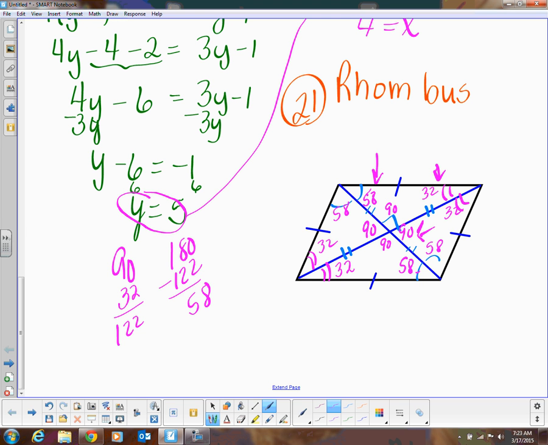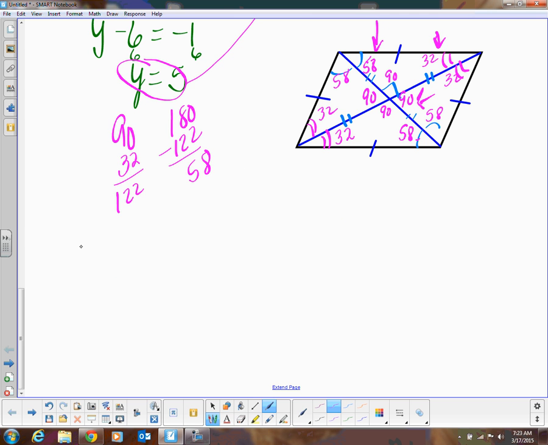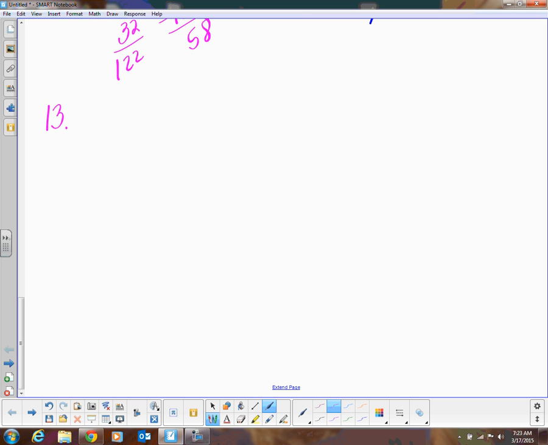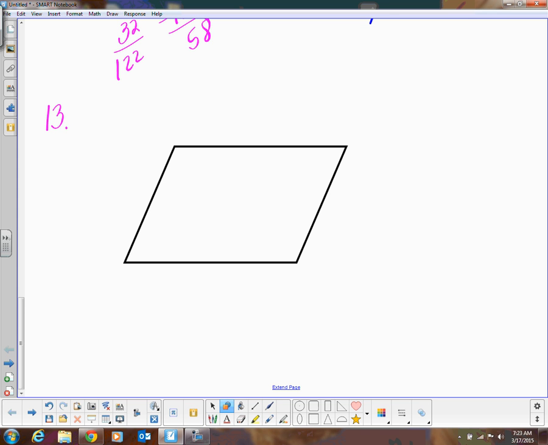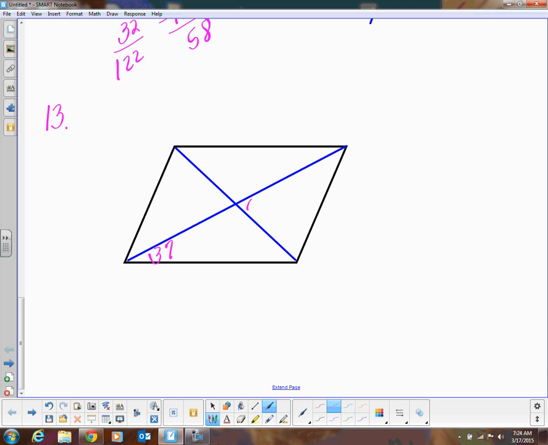Find the measures of the numbered angles. All right, so on 13, they have told us that it's a parallelogram. Can I assume that diagonals are perpendicular if it's a parallelogram? No. So we've got these diagonals. This is a parallelogram, which tells us lots and lots of stuff. I'm thinking that they told us that this is 37, and it looks like they told us this is 63. So we need this angle up here. What is that angle?